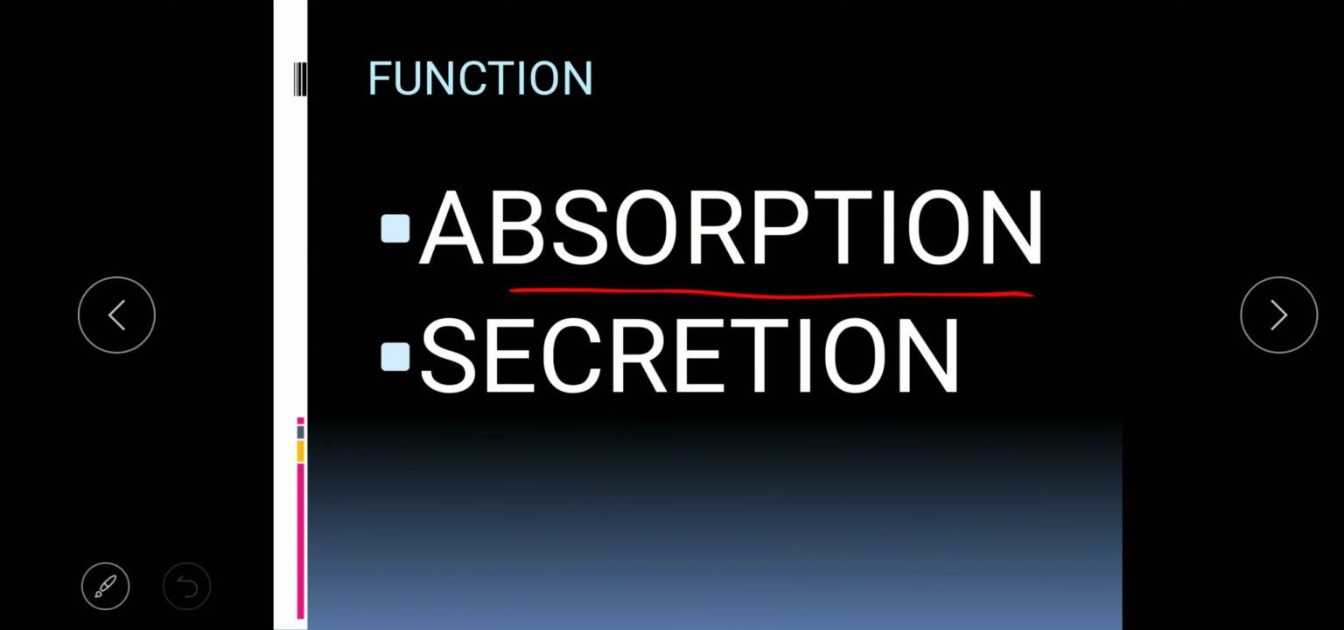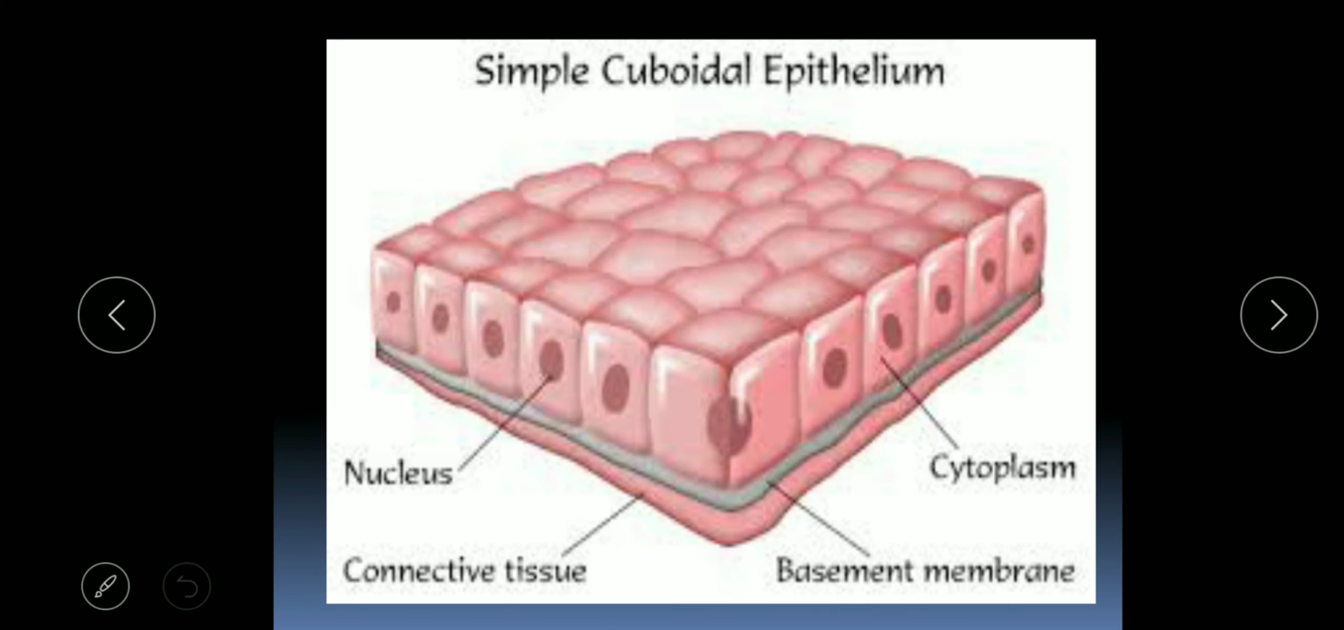Basic function here is absorption and secretion. So these are the cube shaped cells. Nucleus is at the center, resting on the basement membrane. So these are the structural features of cuboidal epithelial tissue.